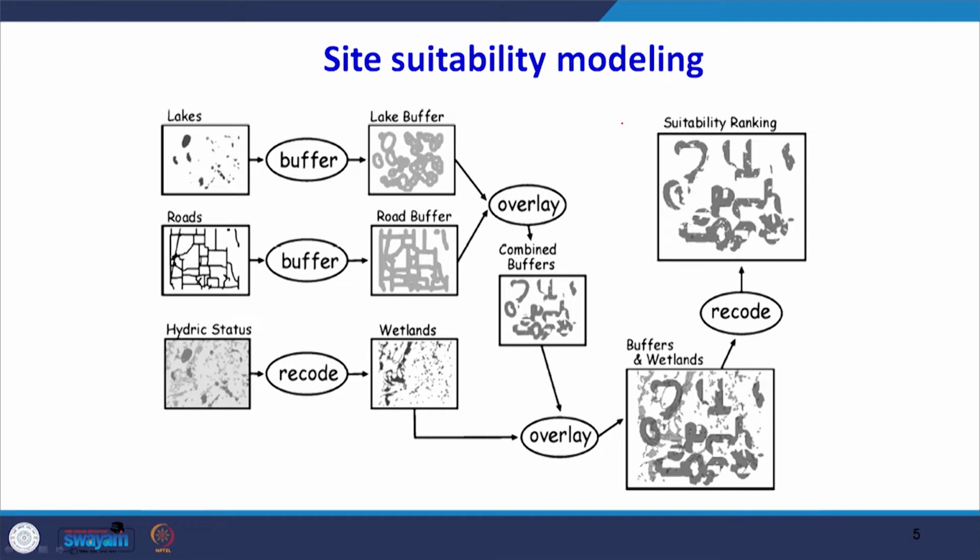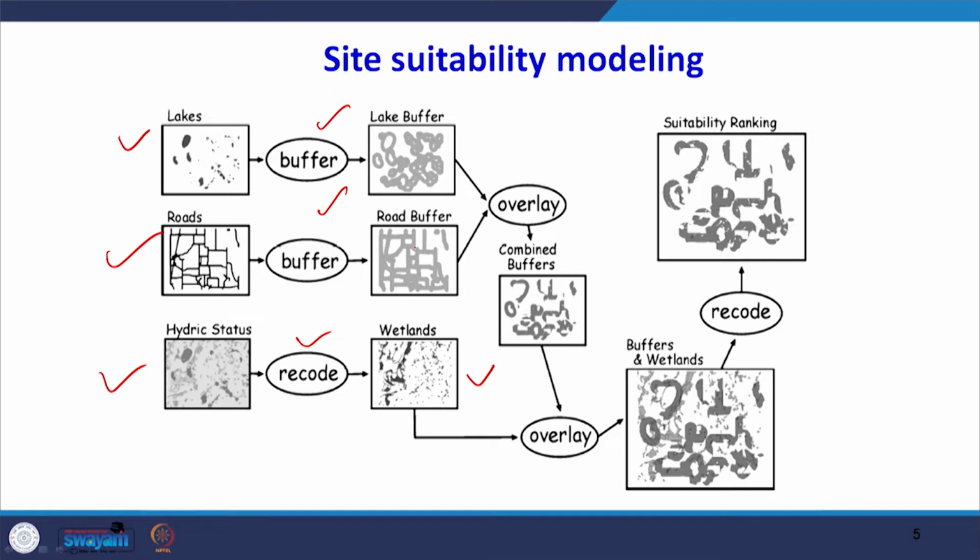This example shows a general diagram of site suitability modeling. Here we have a map of the lake, a map of the road and a map of the hydrology status. Then we are creating buffer zones and recoding the area into wetlands. The first two maps are the buffer zones created around the lake and the road, and the third one is the wetland map.